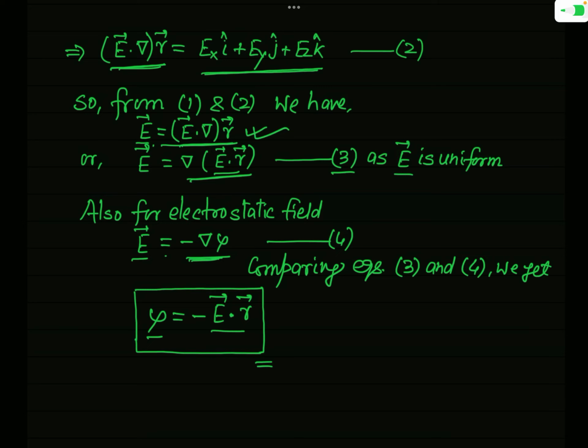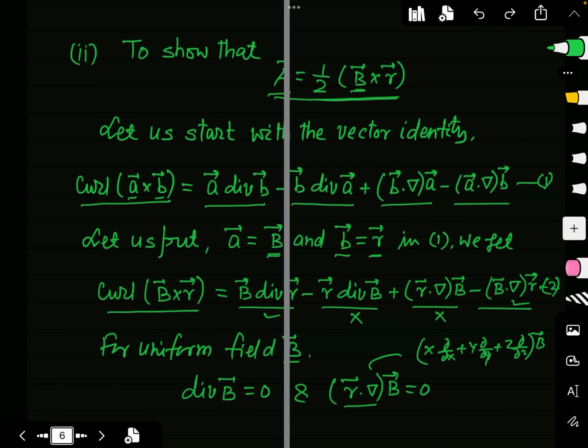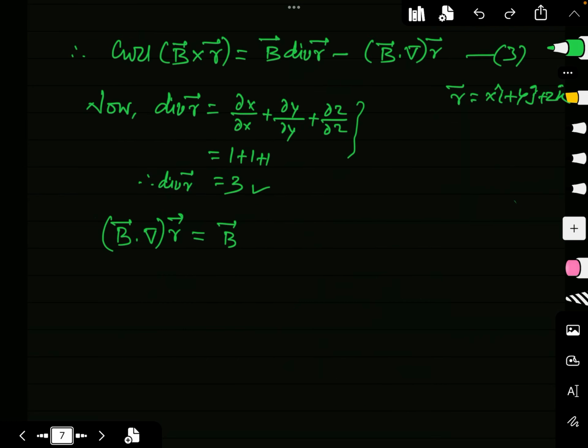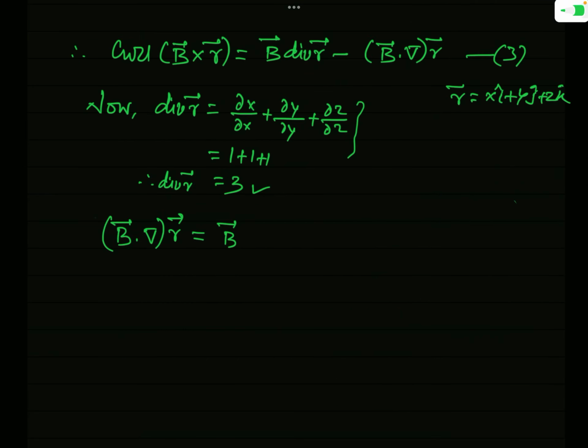E is also a uniform field vector, and B is also a uniform field vector, so the result will not be different. So if E dot del R is equal to E, which you have proved, you can easily say that B dot del R will also be equal to B. So again, there is no need to prove it. I have already proved this result. Have you understood or not? B dot del R, like that expression for E, is equal to B. Now, let us substitute these two values in our equation 3.